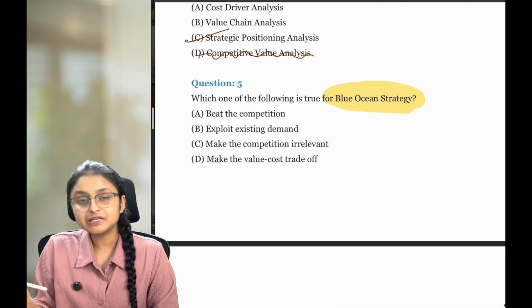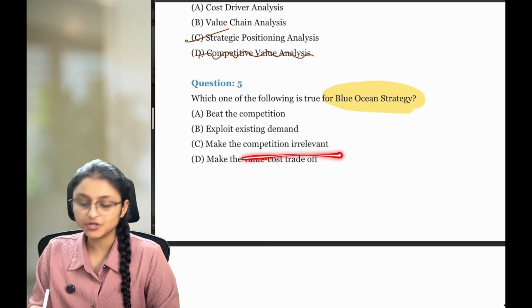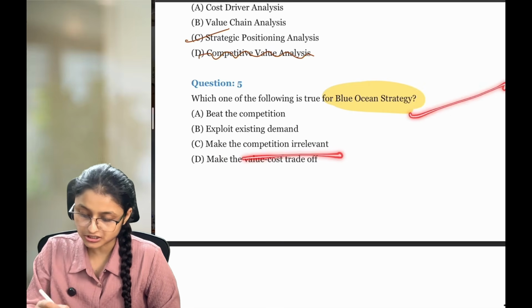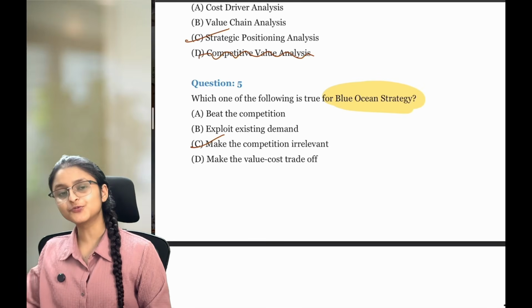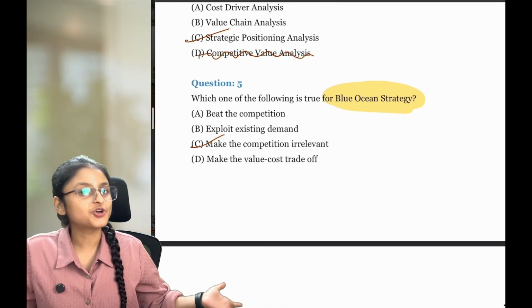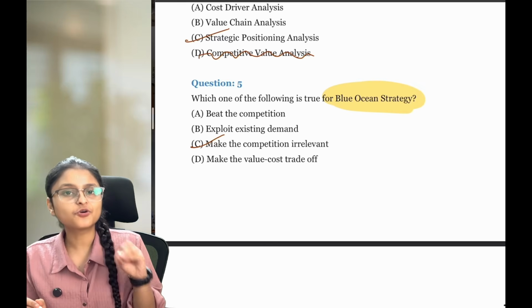Make the competition irrelevant. Now this is something that happens in blue ocean strategy. We make the competition completely irrelevant because we are creating our own new market where there is no such competition available. Make the value cost trade-off.